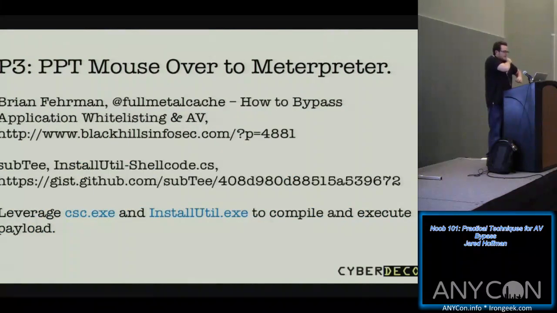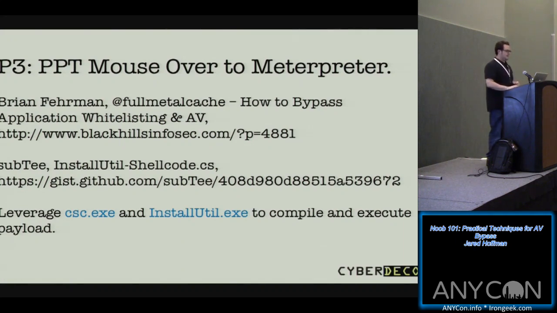Another guy coming out of Black Hills InfoSec, Brian Furman, wrote this, I think last year, on how to bypass application whitelisting and AV. What they say is to leverage these executables: csc.exe, which allows us to compile C# code on the command line, and installutil.exe to execute our executable. So really what my PowerShell is going to do is determine the location paths of these files, generate that C# file, and compile it. The C# is written in such a manner that when it's run in the context of installutil.exe, it understands it. There's an uninstall function in my C#, and that runs my shellcode.